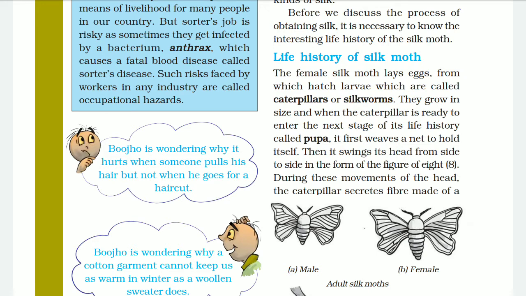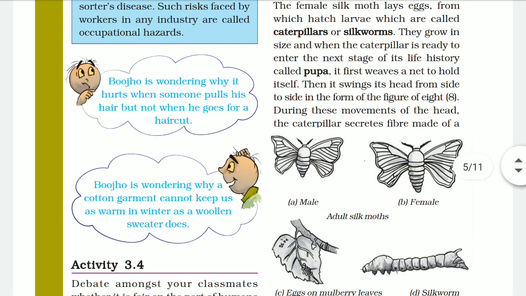The female silk moth lays eggs from which hatch larvae, which are called caterpillars or silkworms. They grow in size, and when the caterpillar is ready to enter the next stage of its life history, called a pupa, it first weaves a net to hold itself, then it swings its head from side to side in the form of a figure of 8.